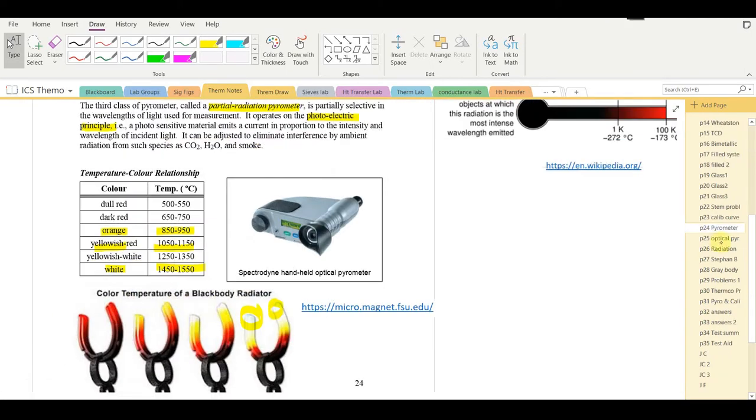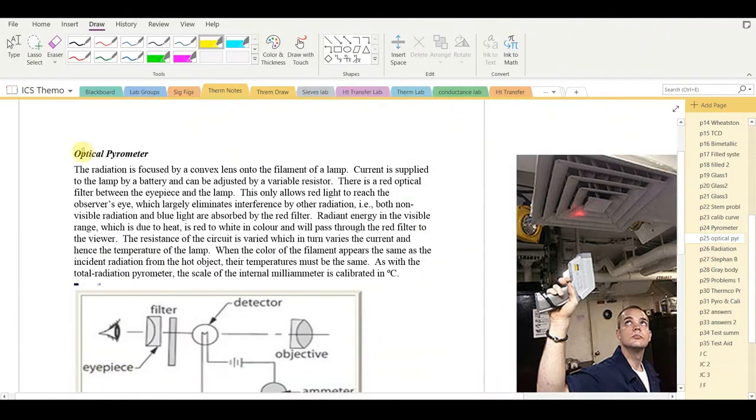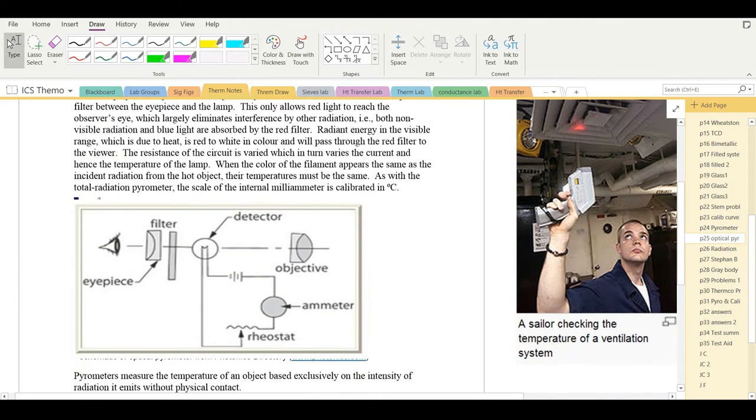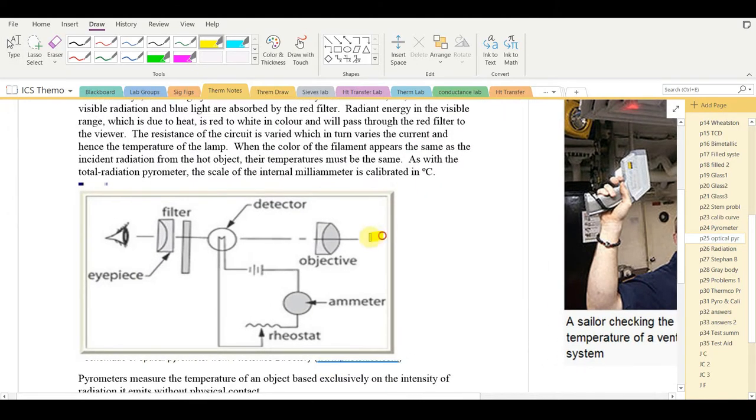Let's look at page 25. So here's how one older style optical pyrometer might work. Incident light travels through a lens or objective and focuses it, directs it through a filter, typically a red filter, and then a final eyepiece to the observer.